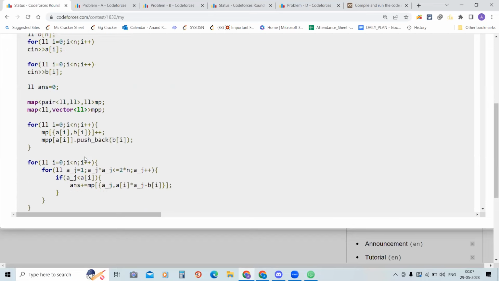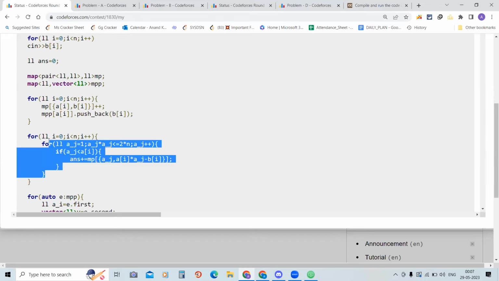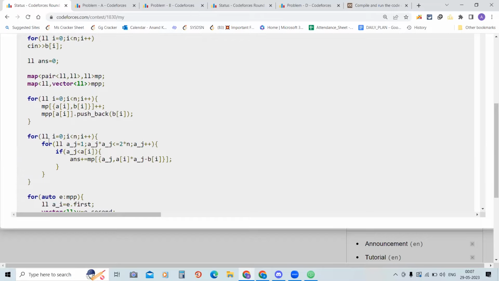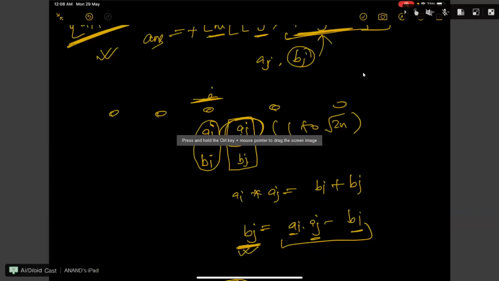Okay, so this was actually giving me TLE because of this part. This part is basically n into square root of 2n into log of n. So for optimizing this, what I did is that I fixed my AJ value. Let me show you how I optimized it.